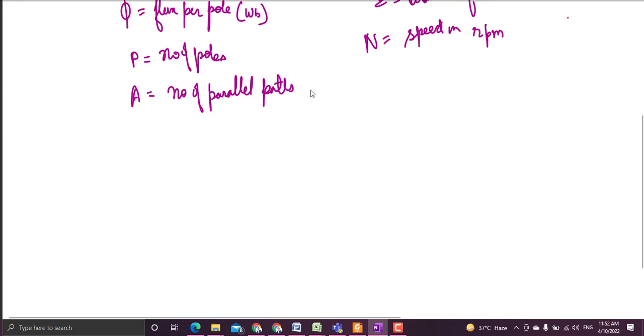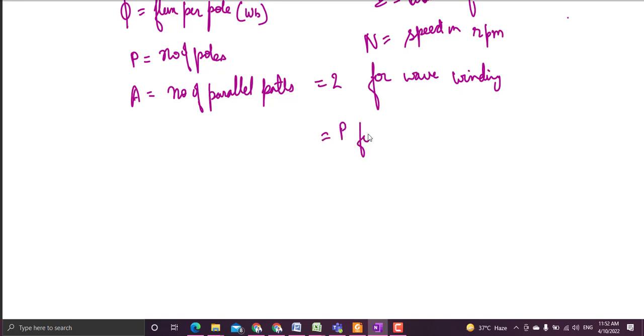Okay, so A can be of two types. This is equal to 2 for wave winding, and this is equal to P for lap winding.